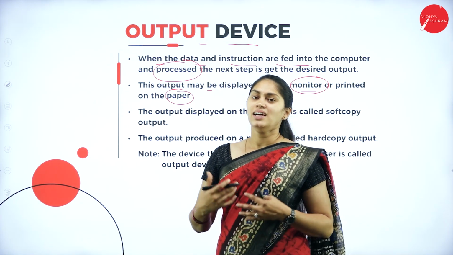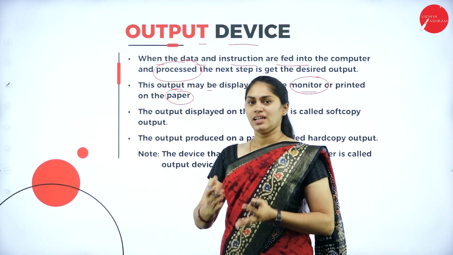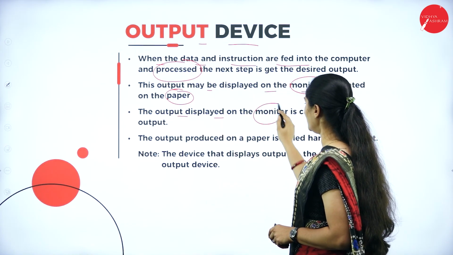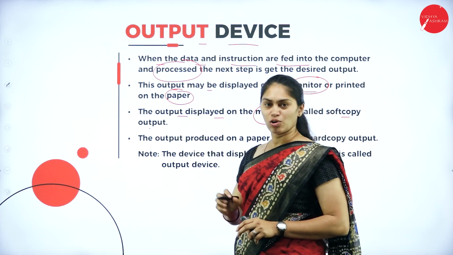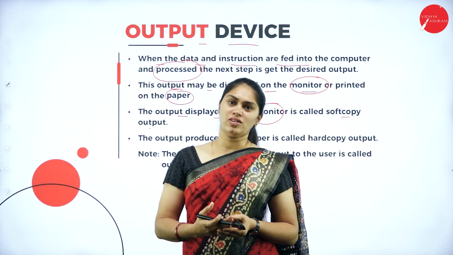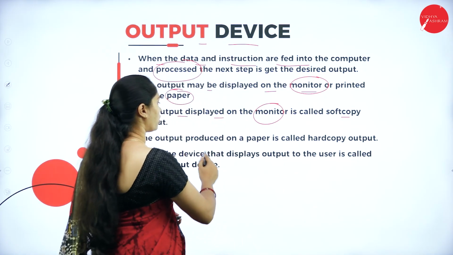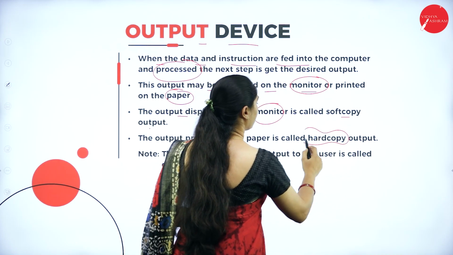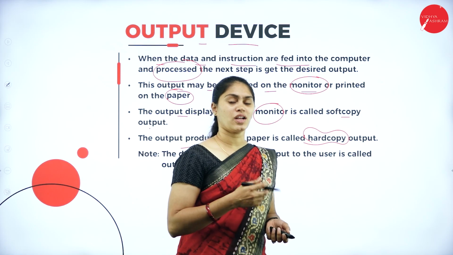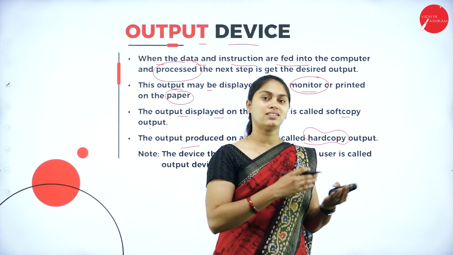So that is going to be displayed directly on the monitor, or we can print the data or information on the paper also. The output which is displayed on the monitor is called soft copy output. When the output is produced on a paper, then we are calling that as what? Hard copy output.